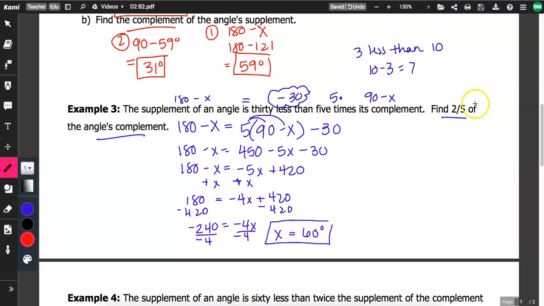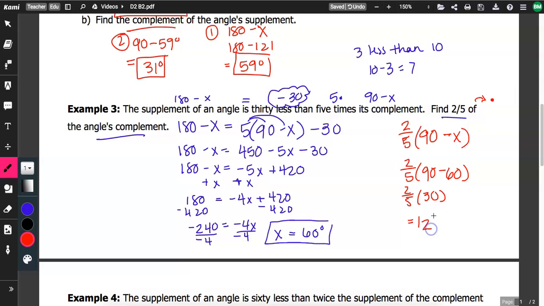So 2/5 of, the word of is another way to say multiply. So 2/5 of the angle's complement, which we know is 90 minus x. But this time I know what x is, so I'm going to plug it in. 90 minus 60, 2/5 of 30, and that would equal 12.